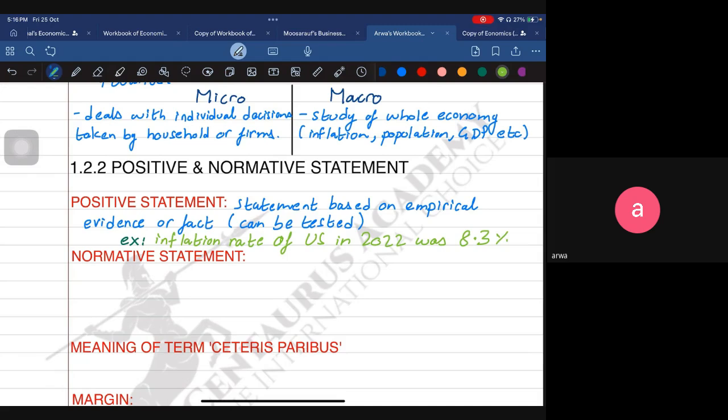Yes, sir. Whereas now, if we talk about the normative statement, this is a statement having opinion or value judgment. And this cannot be tested. Yes, sir. Like it's somebody's opinion.